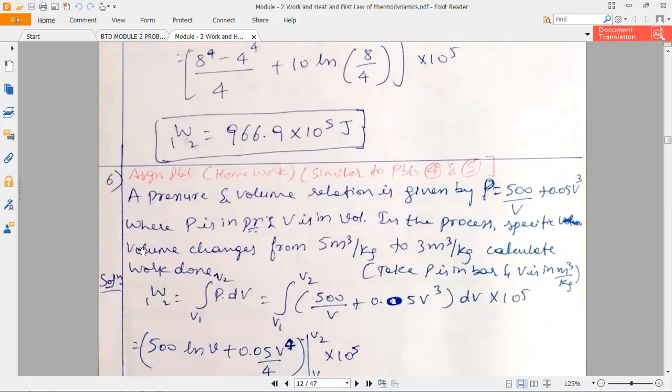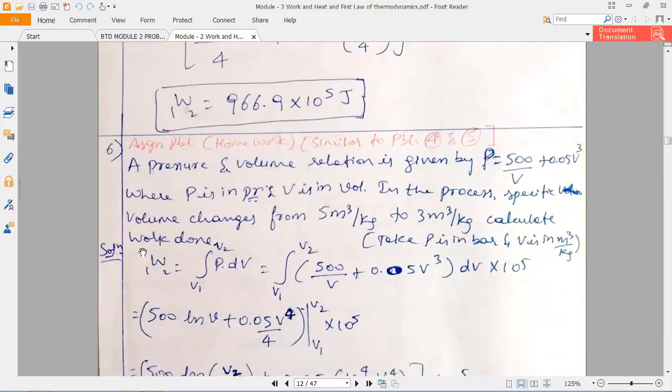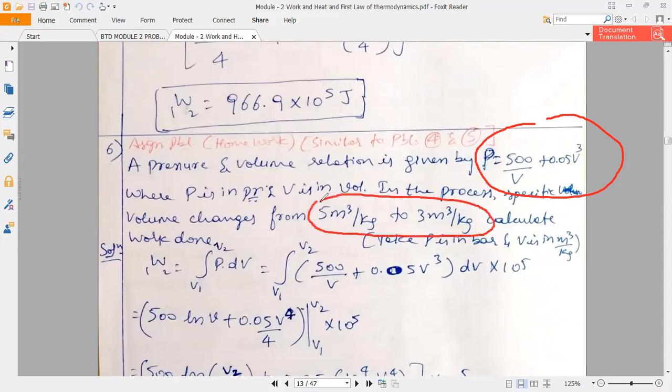Next problem is exactly similar to the last two problems. Here P is given as 500 divided by V plus 0.05 V cube. In the process, specific volume changes from 5 meter cube per kg to 3 meter cube per kg. P is in bar, V is in meter cube per kg. The volume is decreasing, so the initial volume is 5 and the final volume is 3. This is a compression process, so the work done should be a negative value.